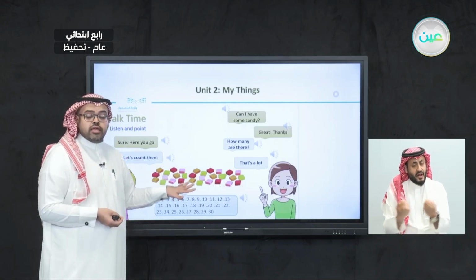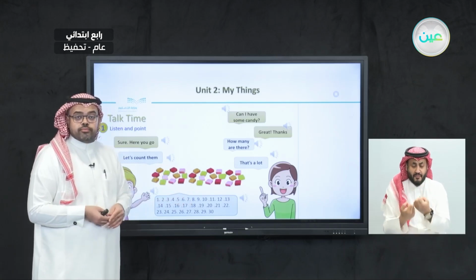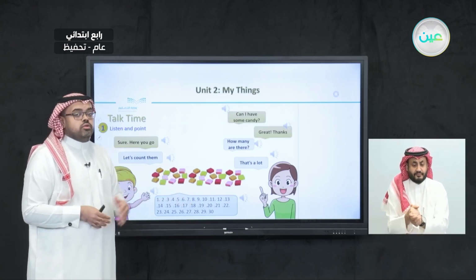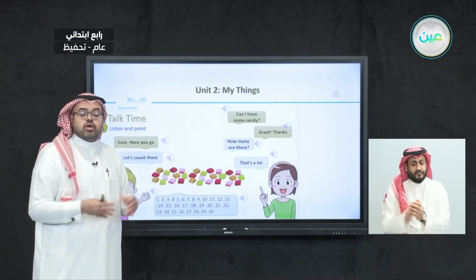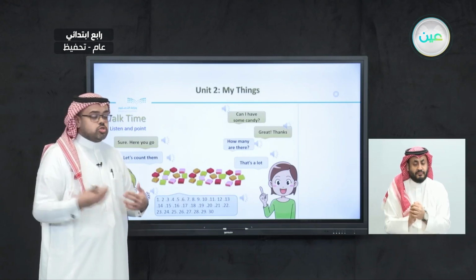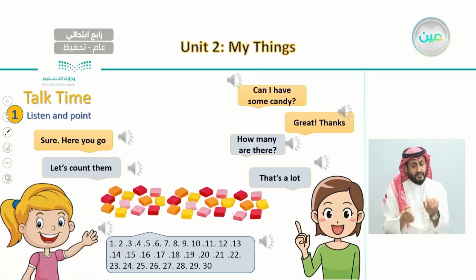Here we have the candies, then let's count them. And what did they do? They started counting from 1 until 30. So how about me and you try to count these candies and see if they are 30 or not. So now let's try to count as these two girls did, so we can know whether they are 30 candies or not.